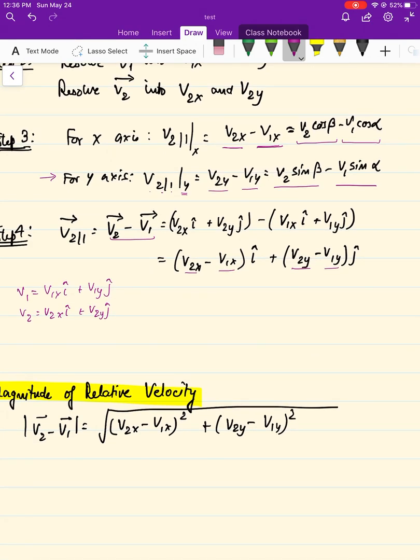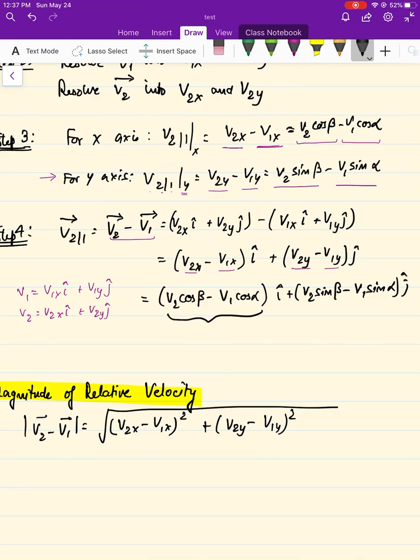So now we write it down and see what is the final expression. Let's see. So it's v2 cos beta minus v1 cos alpha i cap plus v2 sine beta minus v1 sine alpha. Oh, I think I got something wrong. Maybe this is wrong. So this is alpha. Okay. Sorry about that. So v2 sine beta minus v1 sine alpha j cap, right?